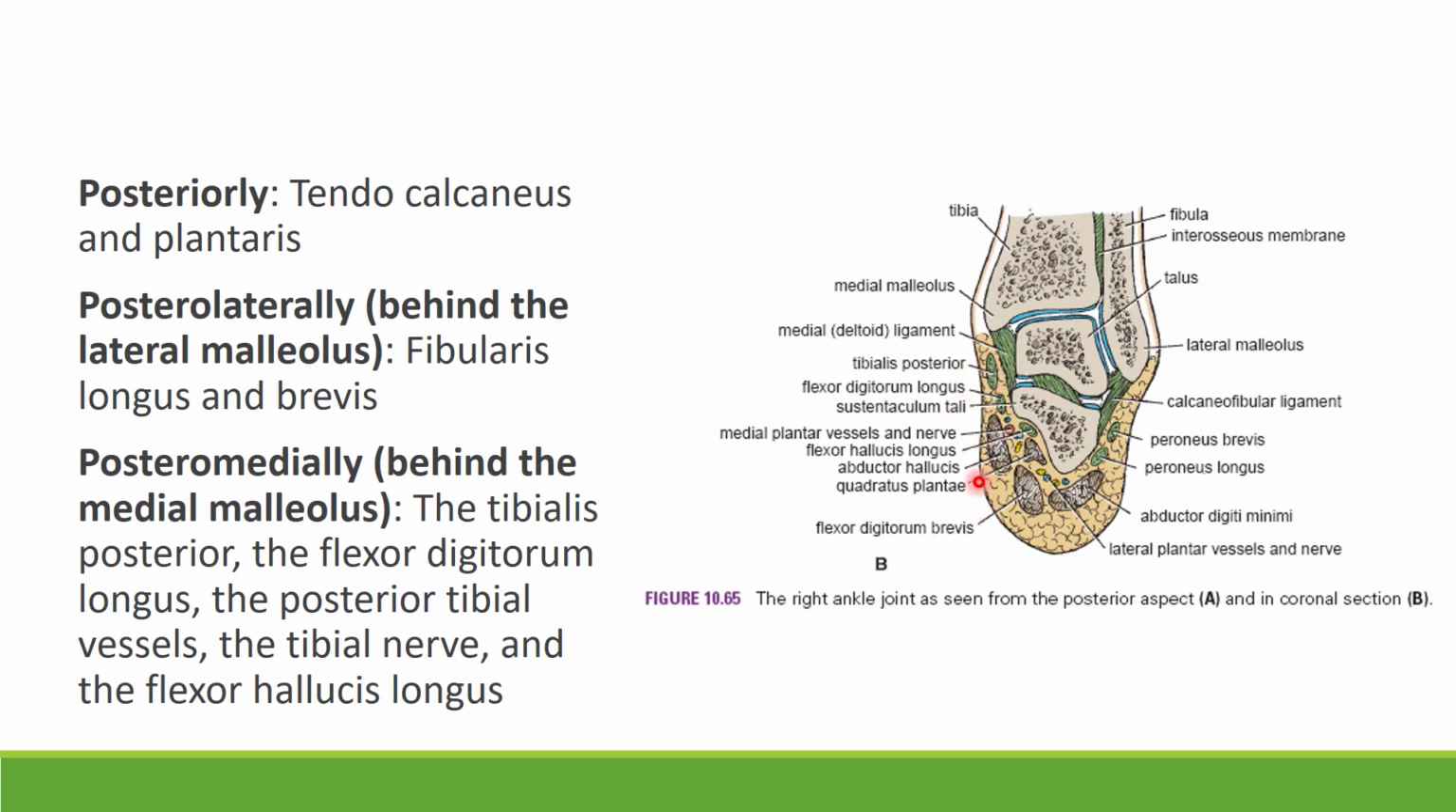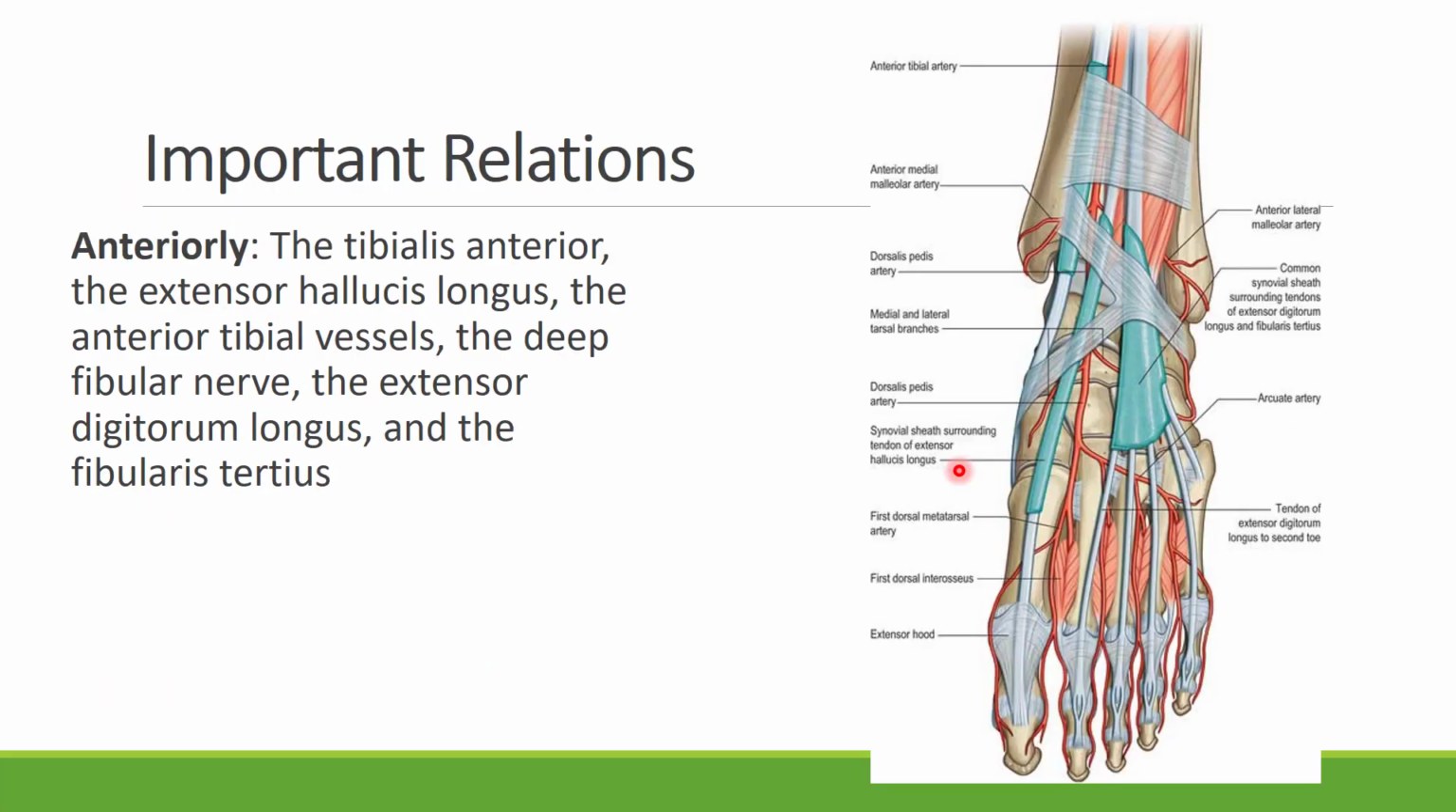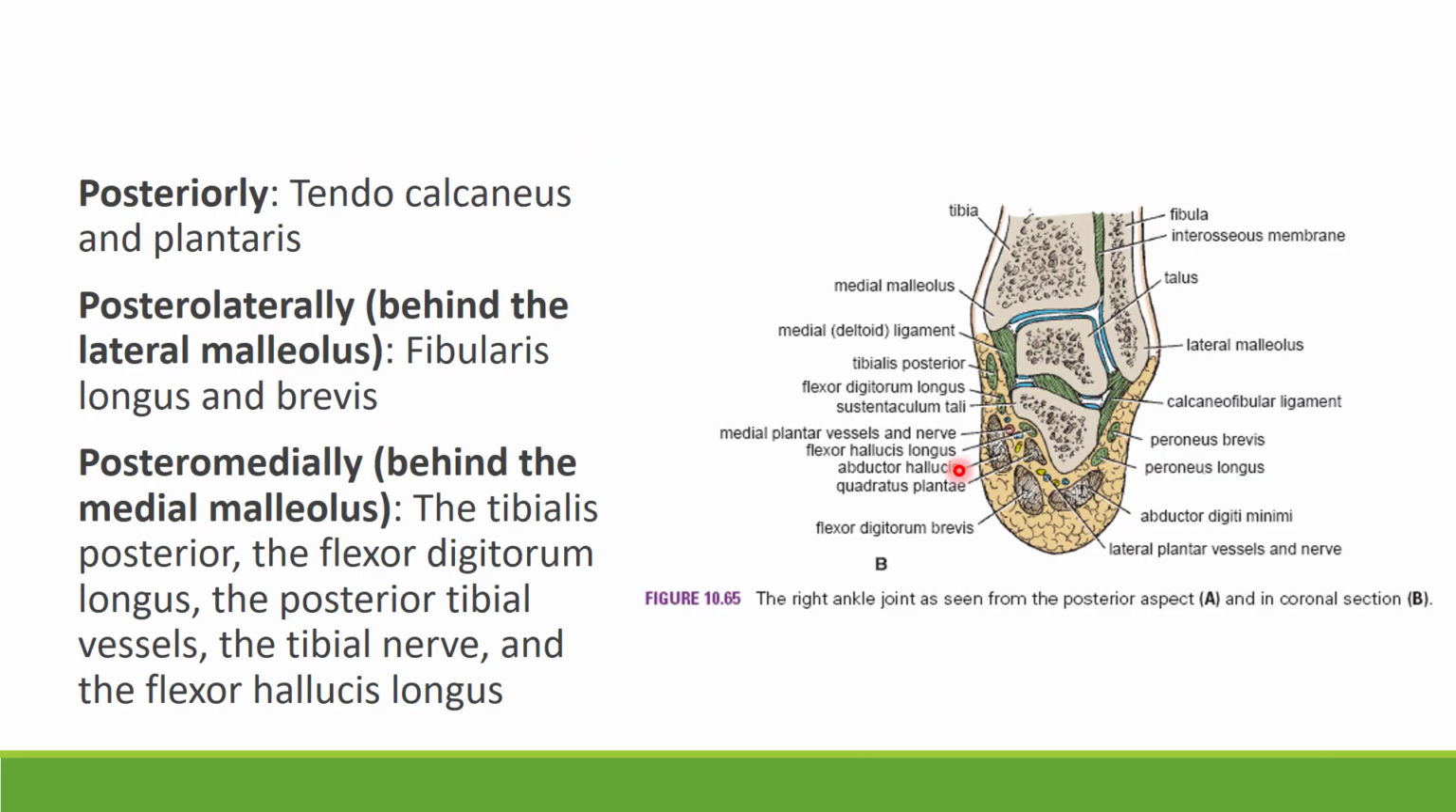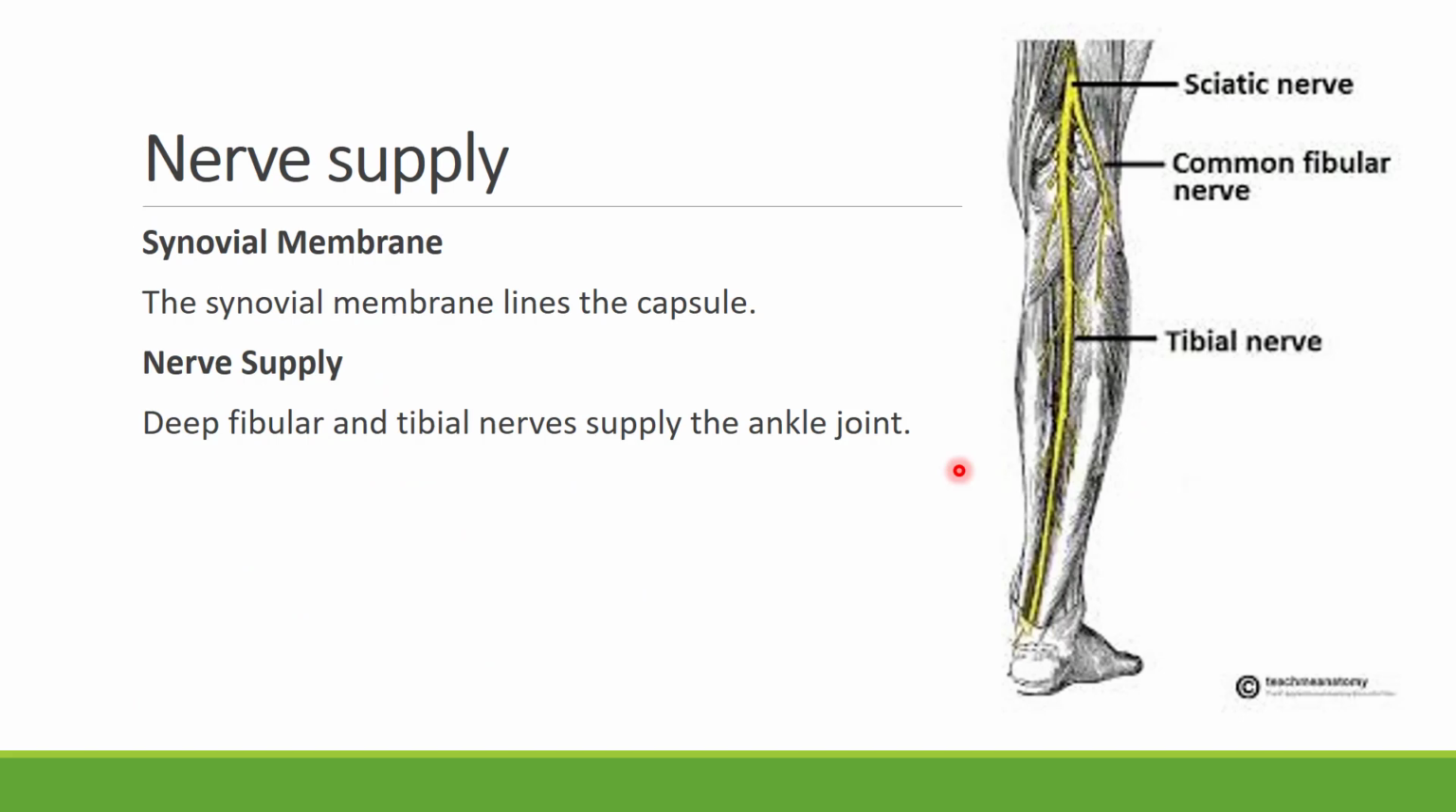They are the muscles present in the posterior compartment of the leg: tibialis posterior muscle, flexor digitorum longus muscle, and flexor hallucis longus muscle, along with one artery and one nerve, the posterior tibial artery and the tibial nerve, which are present posterior medial to the ankle joint. So these were the relations which you have to learn. First we discussed the anterior relations, then the posterior relations, posterior lateral and posterior medial relations. Now the nerve supply.